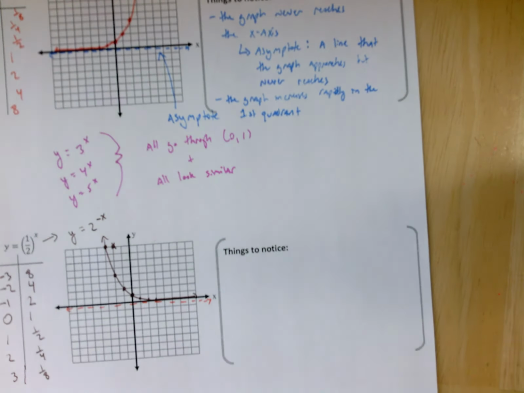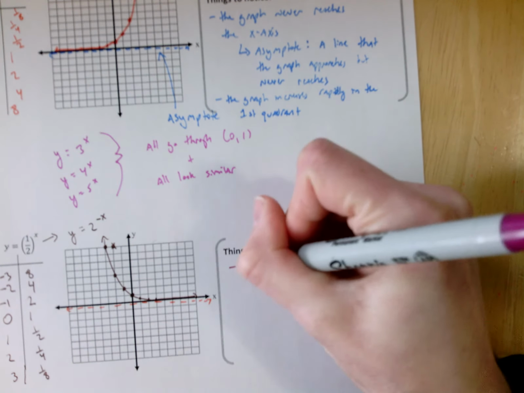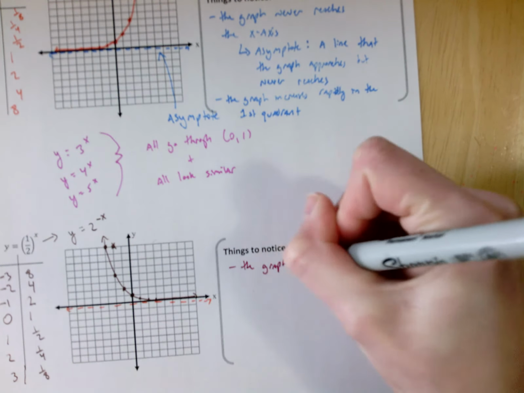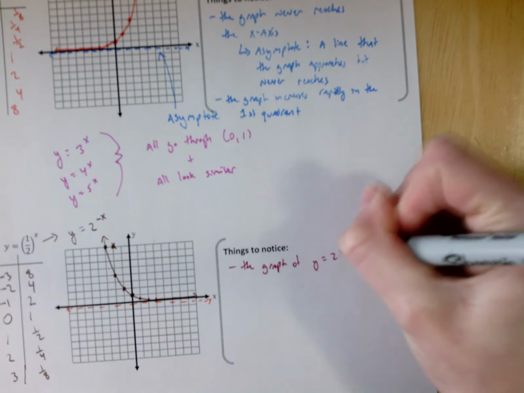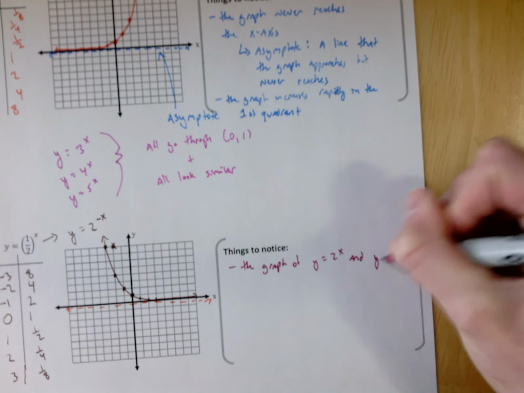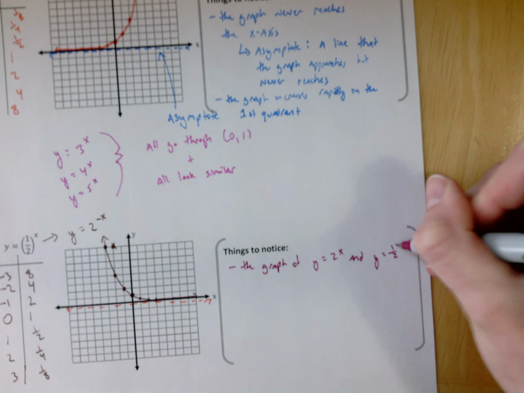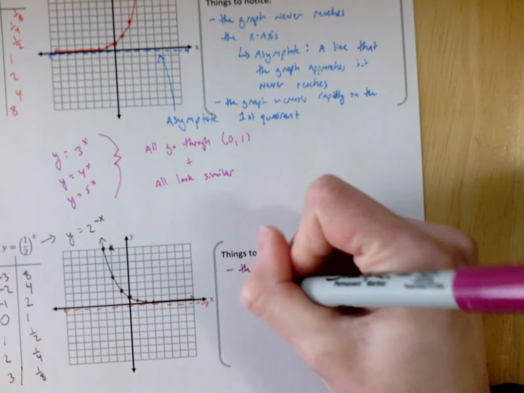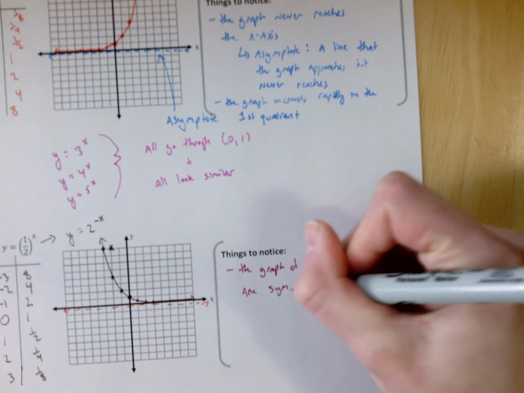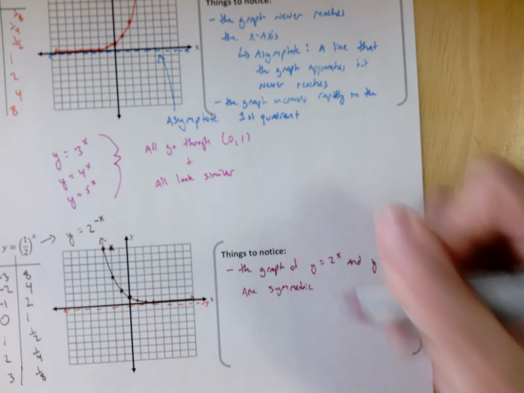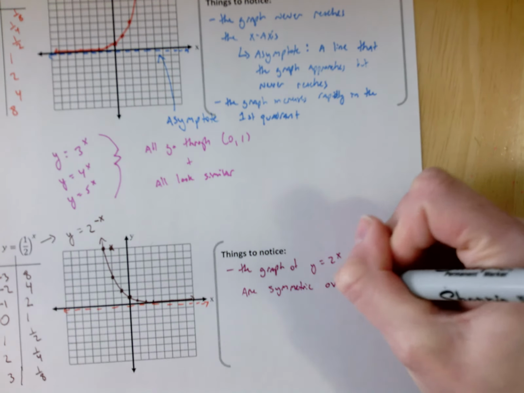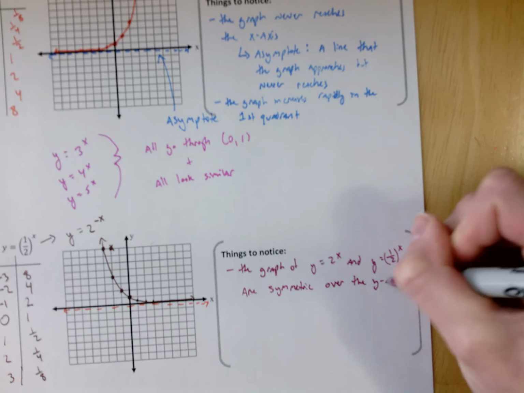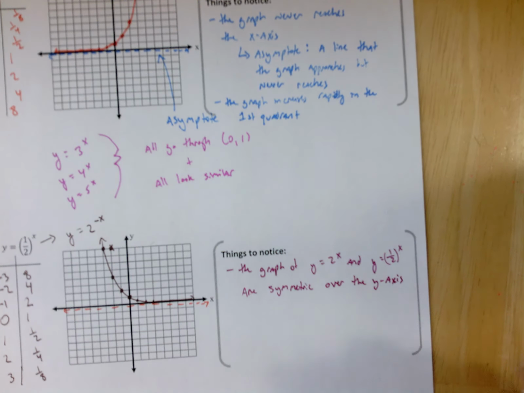Okay? So, a couple of things that I want you to notice about this graph. First of all, I want you to notice that the graph of y equals 2 to the x and y equals 1/2 to the x, so these two graphs we just looked at, they are symmetric. There's a geometry word you haven't used in a while, right? Over the y-axis. They're horizontal flips of each other.